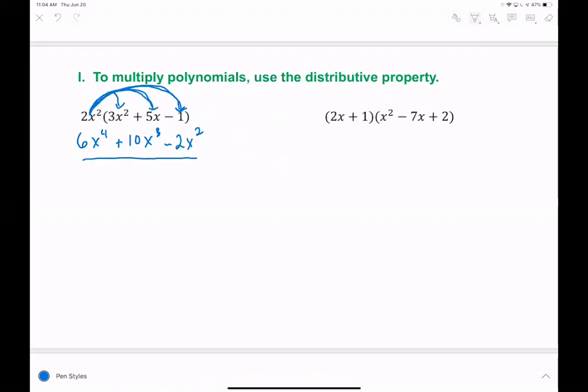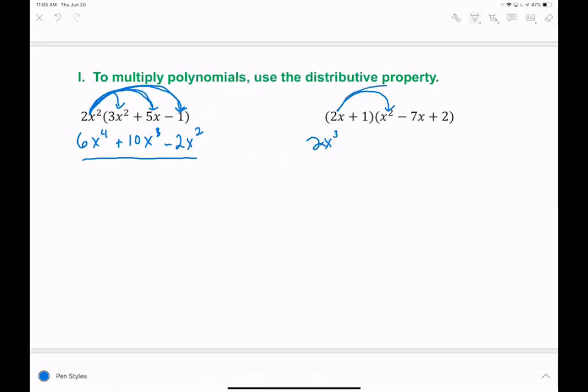Now we're going to multiply a binomial times a trinomial. So we will distribute the two terms in the binomial. The first thing we're going to do is take 2x and multiply it by the x squared. The coefficient here is an understood 1, so 2 times 1 will be 2. x times x squared is x to the 3rd.